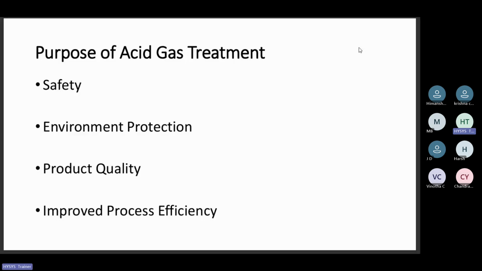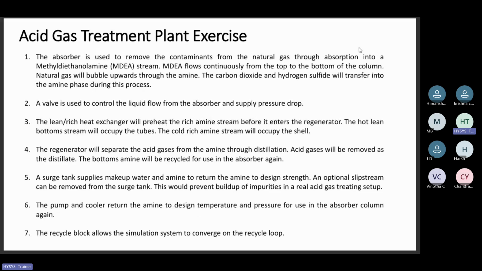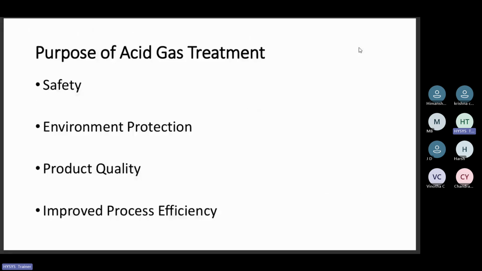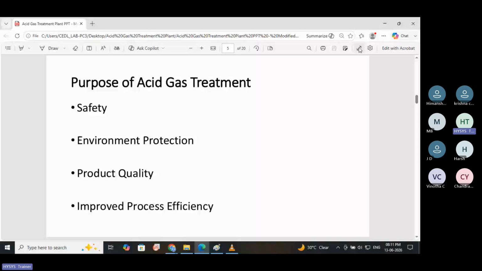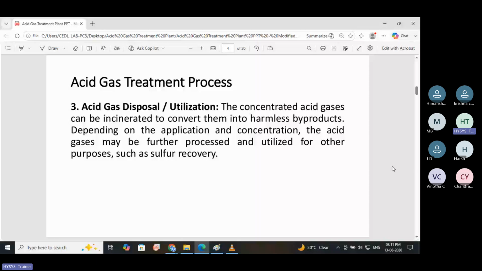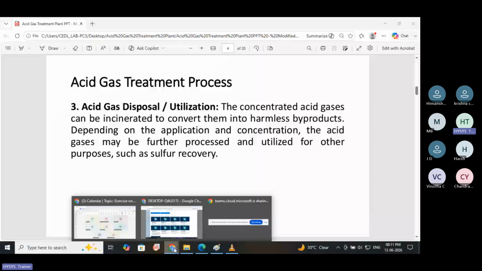Before going for this plant exercise, let me take you through a quick video that explains how this process of acid gas treatment works, and you will get an overview of the three stages we have seen: acid gas removal, solvent regeneration, and acid gas disposal. That last part is not shown in that video, but these two processes and the recycle process are shown. So let's have a quick overview.